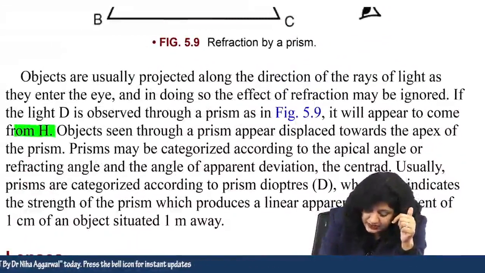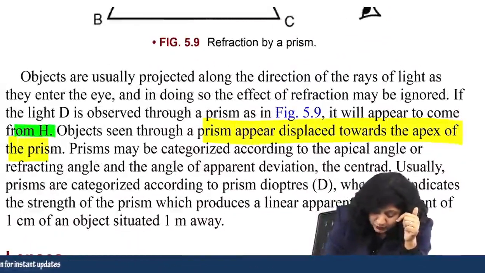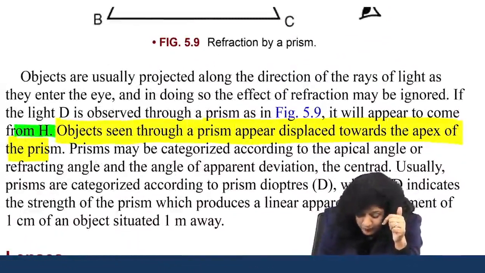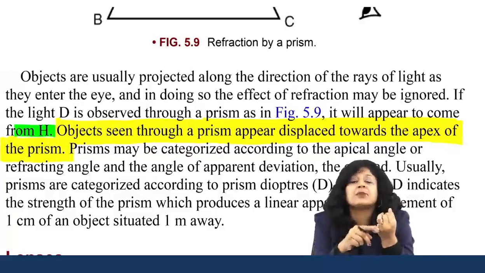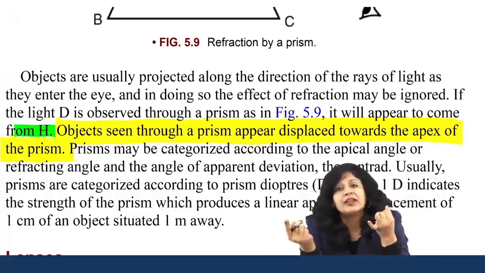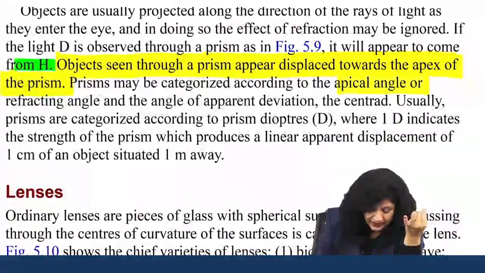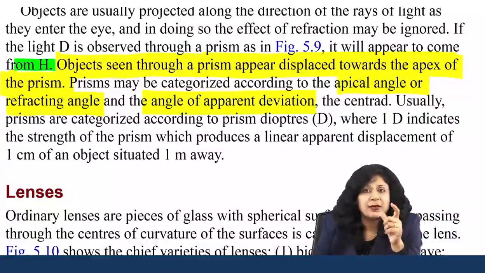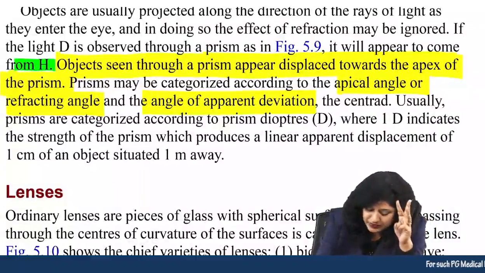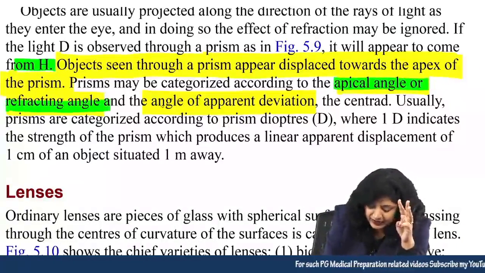Objects seen through a prism appear displaced towards the apex of the prism. So the one point you need to remember here is that objects seen through the prism appear as if they are displaced towards the apex. Prisms may be categorized according to the apical angle or the refracting angle, and the angle of apparent deviation. These are the three things you need to remember in terms of the prism.